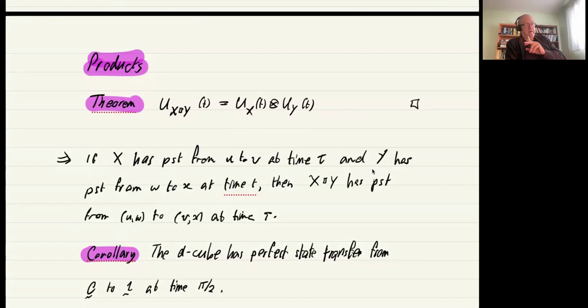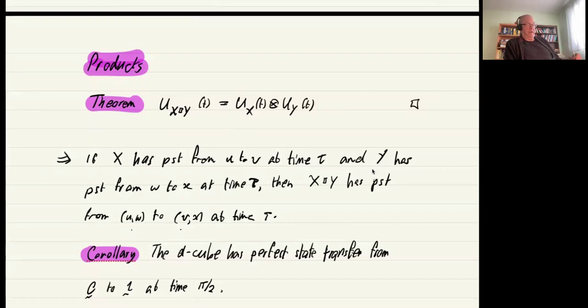Now, the key thing here is that if X has PSD from U to V at time tau, and Y has PSD from W to X, that should be a tau too. Let's fix it. Time tau. Then the Cartesian product has PSD from this ordered pair to that ordered pair at time tau.